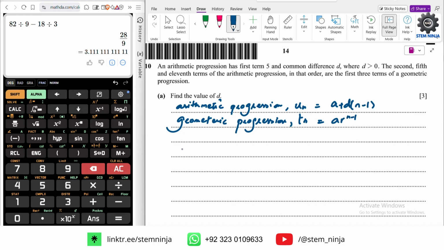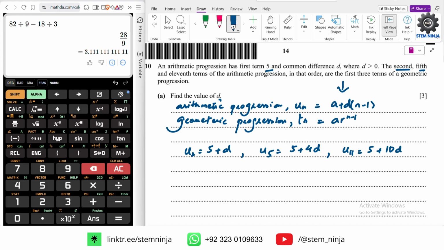Okay, so we have the second, fifth, and 11th terms. So u2 would be just simply 5 plus d. This is easy to figure out. You can use this entire formula for that also. Fifth would be, like you guessed, 5 plus 4d, and u11 would be 5 plus 10d.